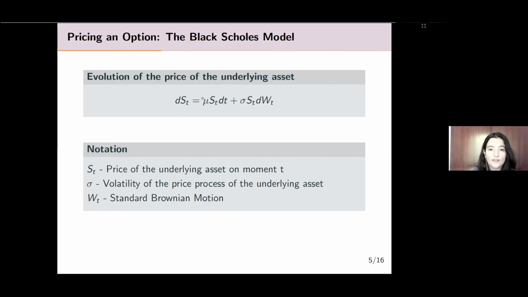Now, this parameter mu is called the drift, and this parameter sigma is called the volatility. And volatility is essentially an indicator that tells us how much the price varies or fluctuates. So if it fluctuates a lot, we're going to have a big volatility.